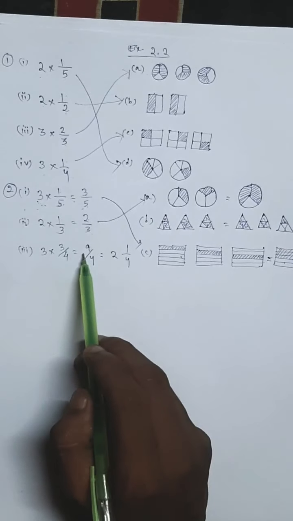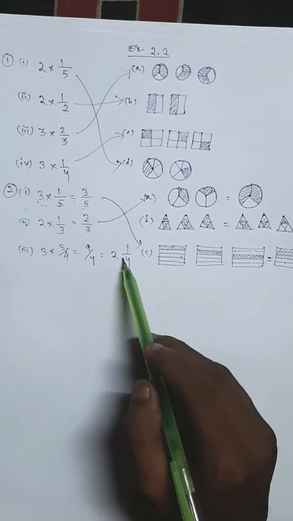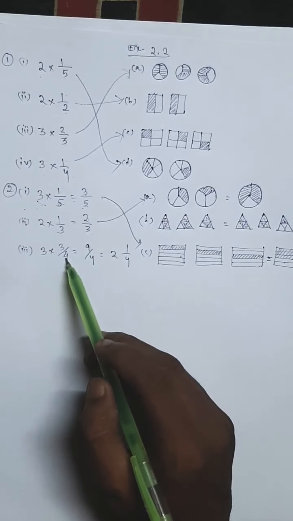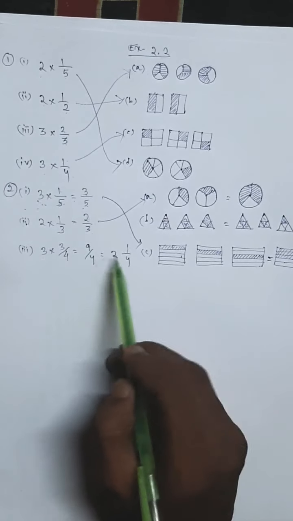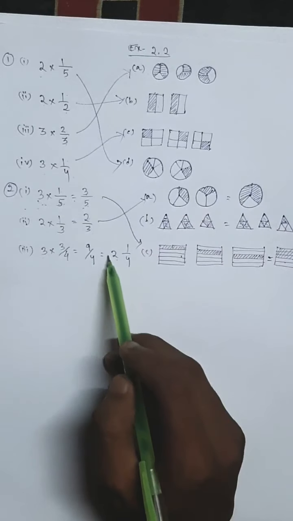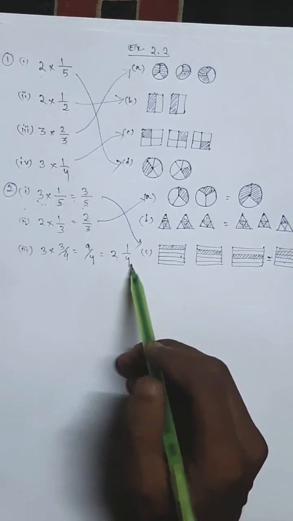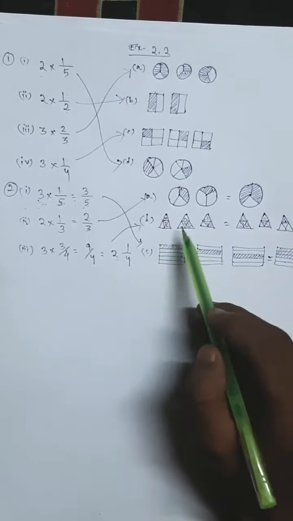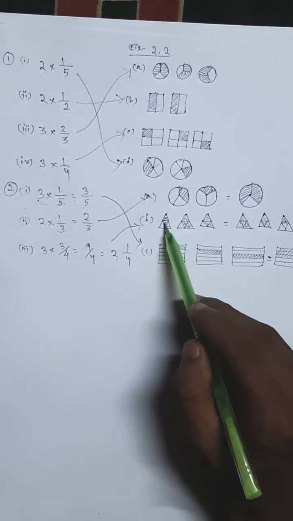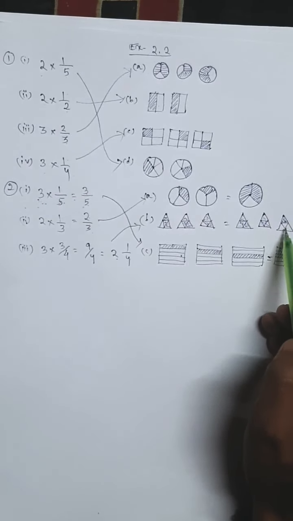If it is converted, then it should be 2 whole 1 upon 4. That means 3 into 3 upon 4 denotes three diagrams in which three parts are shaded out of four parts. 2 whole 1 upon 4 means two whole diagrams and one part is shaded out of four parts in one diagram. So it should be your B. Here in these diagrams three parts are shaded, okay, and here two whole triangles and one part is shaded out of four parts here.